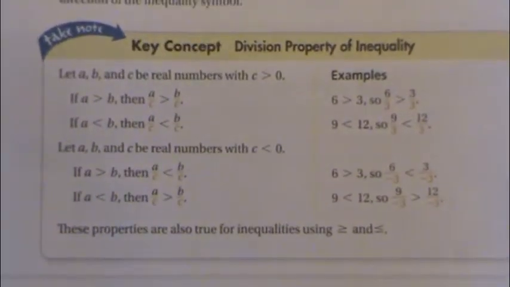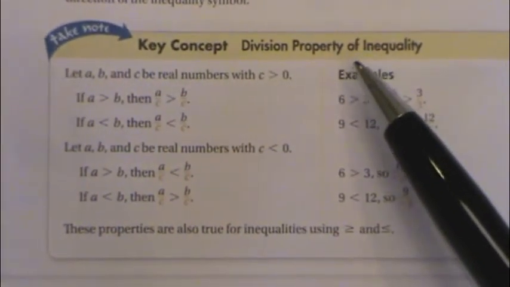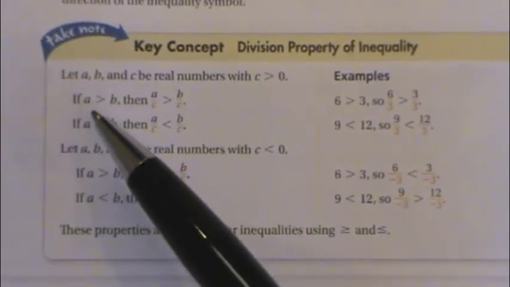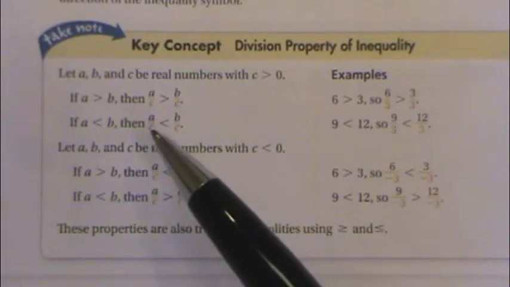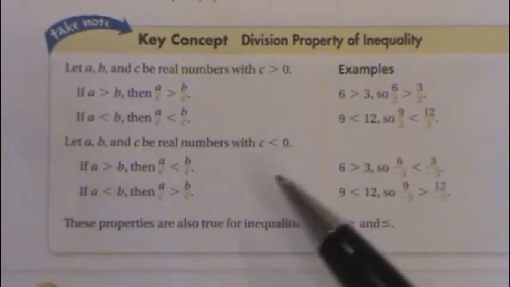So I'm looking at the middle of page 180. They go over the division property of inequality. This is exactly the same as it was for equations. Anything you do to one side, you must do to the other. And if it's a negative number, you have to flip the sign. That's all this is saying.